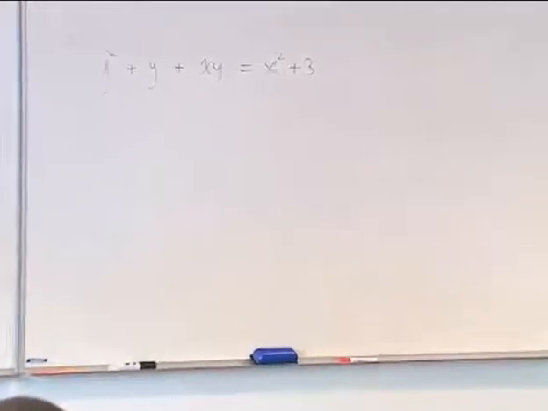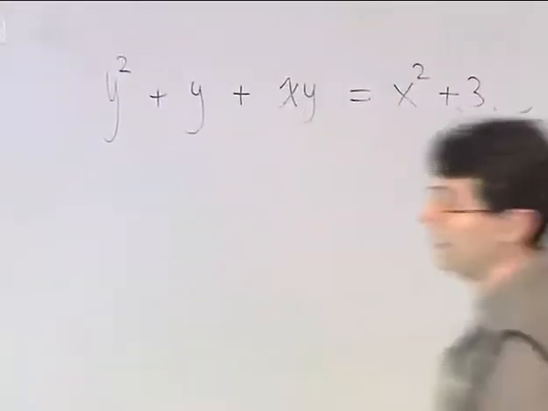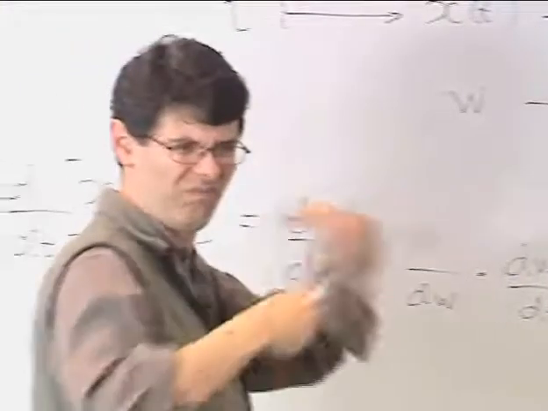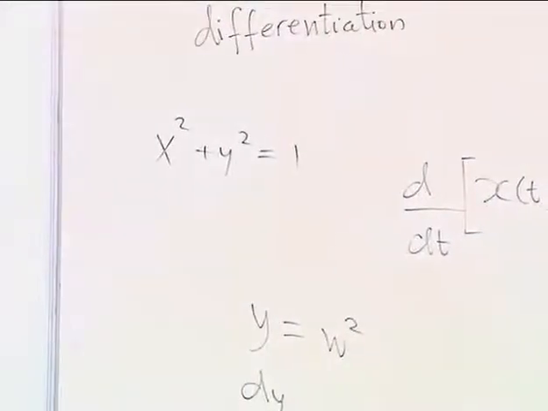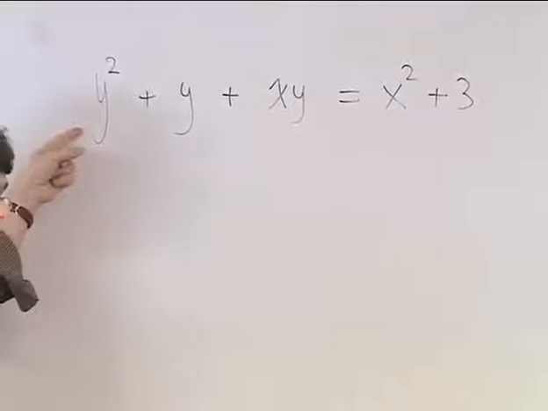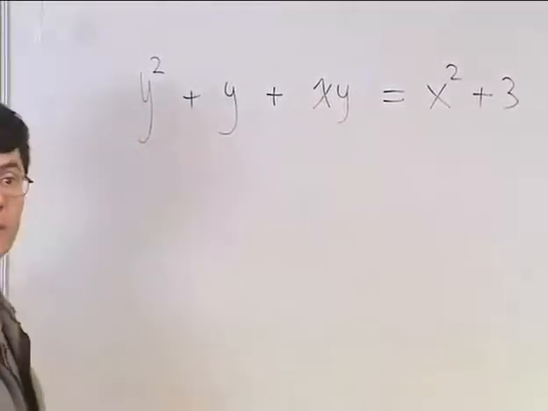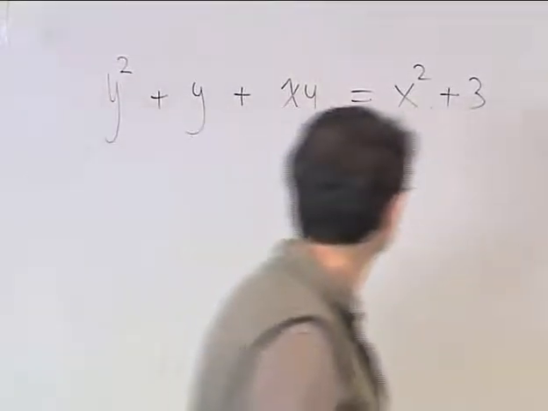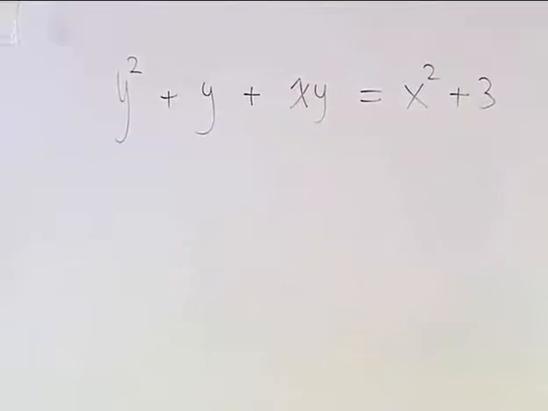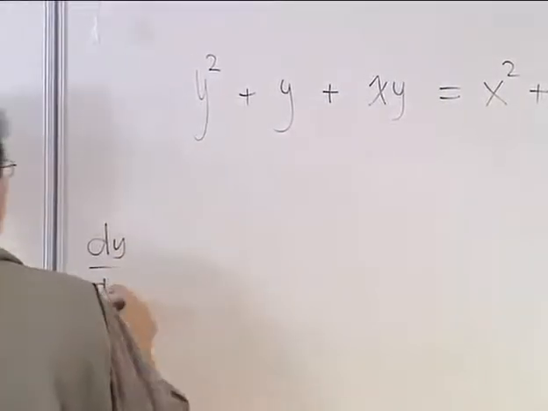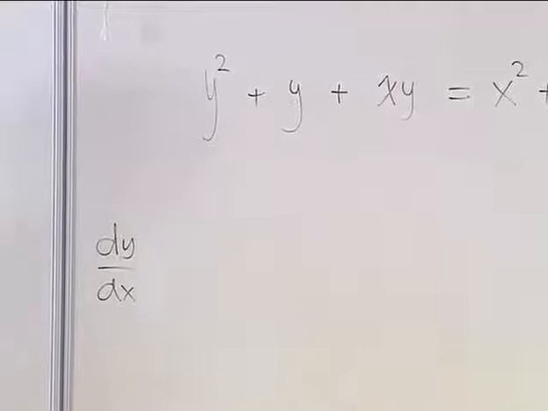Now, you notice the following. When I had x squared plus y squared equal 1, I could solve for y in terms of x. There was a square root in there and stuff. Here, it's harder to solve for y in terms of x. I'm not saying it's impossible, but I'm saying it's harder. You may not even want to try. But it is still possible to find dy dx. Okay? So let's see.